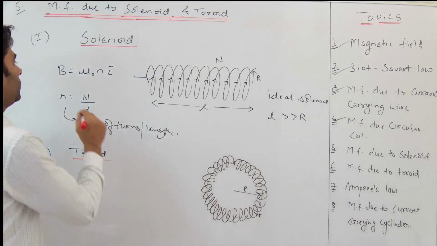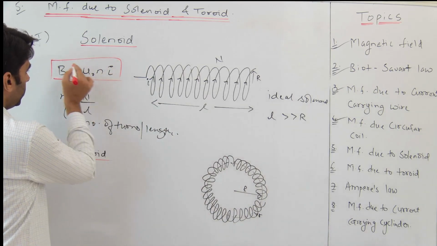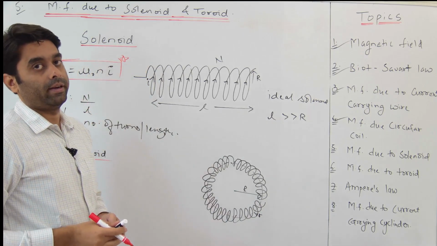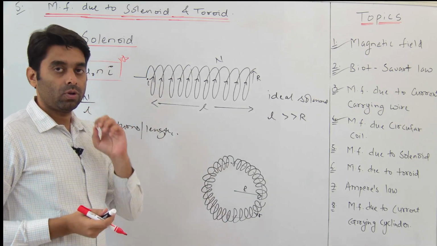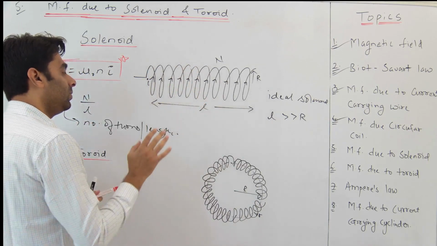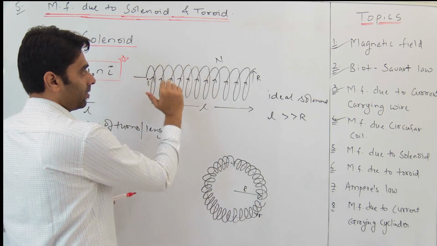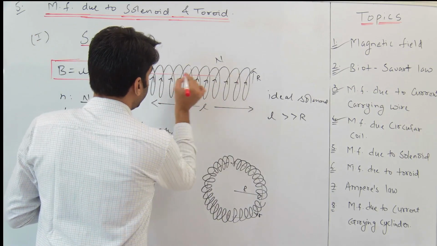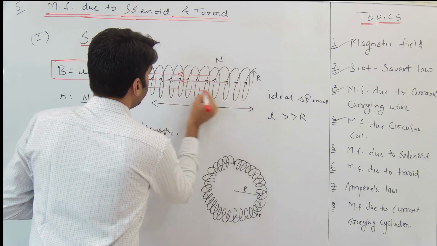Now if you observe the result that we have written, this is basically a uniform magnetic field. In an ideal solenoid, inside the solenoid, the magnetic field is uniform. How do we find the direction? Turning our fingers along the direction of current, the thumb gives us the direction of the magnetic field. So inside an ideal solenoid, you get a uniform magnetic field.